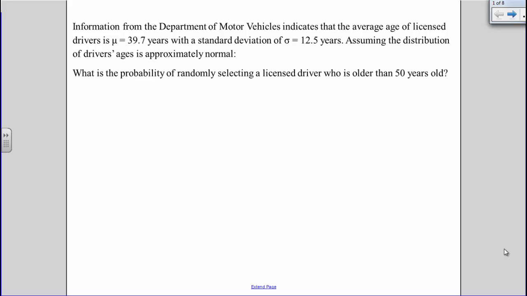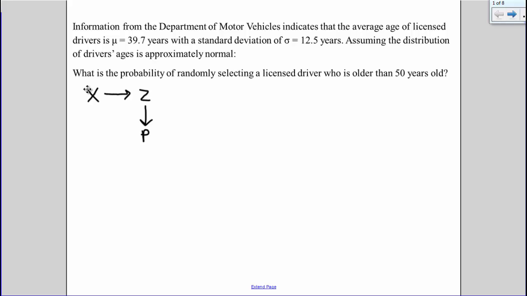So just reminding you of the empirical rule, that 68% of scores fall within one standard deviation of the mean. Okay, but the question that you're being asked is, what is the probability of randomly selecting a licensed driver who is older than 50 years old? Now that's the same thing as saying, what is the proportion of drivers who are older than 50? And so we're going to be looking at proportions in that unit normal table. But for this type of example, we're starting off with an x value. We are calculating the z-score for that x value, and then we're going to go to the unit normal table to find the proportion or probability.